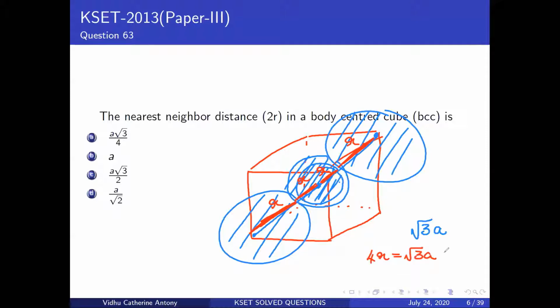Now, what have they given you? They've asked you for the nearest neighbor distance. When you talk of the nearest neighbor distance, if they haven't given otherwise, you're talking about the distance between the centers of two atoms. So let's do that. What is 2R? It's equal to root 3 a divided by 2, and that's what you get here, root 3 a divided by 2. So that's option C.